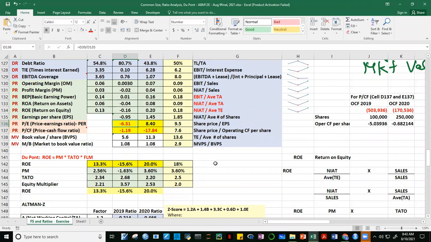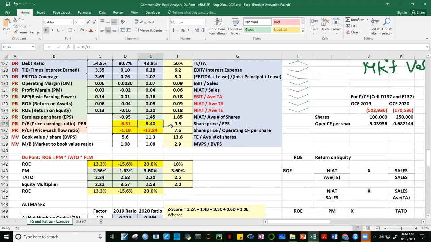Hindi natin magagamit sa interpretation to. So assuming it's positive, ibig sabihin to, we should be willing to buy the stock at 6.31 per share and get 1 peso na EPS. So yung 1 share natin, mag-earn siya ng 1 peso, pero bibilhin natin yung stock at 6.31. Okay? So is that high or low? Well, once again, guys, i-compare natin. Noong 2020, it was 8.4. So tumaas yung price, no?